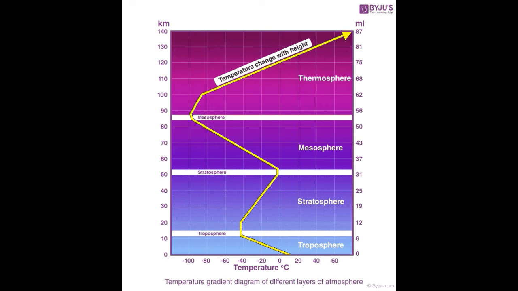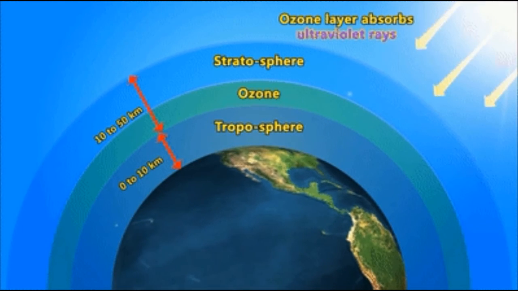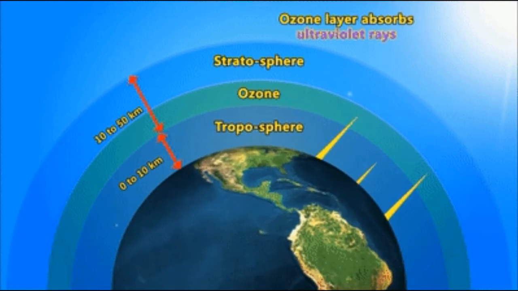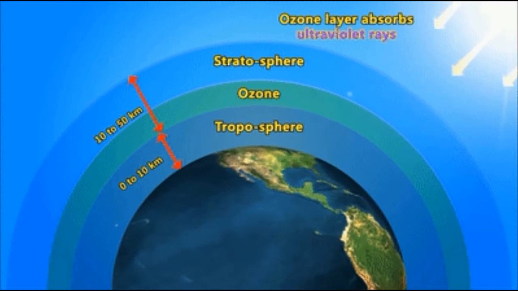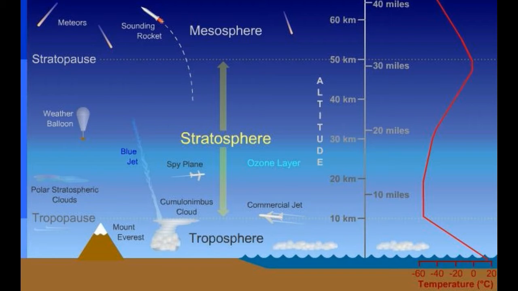The stratosphere is nearly cloud and weather free, but polar stratospheric clouds are sometimes present in the lowest, coldest altitudes. It's also the highest part of the atmosphere that jet planes can reach.